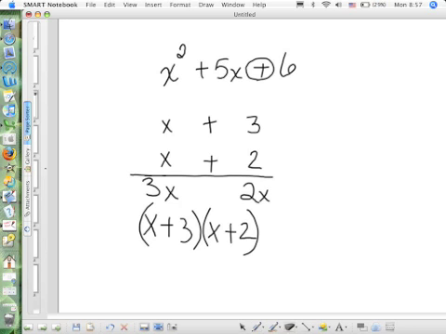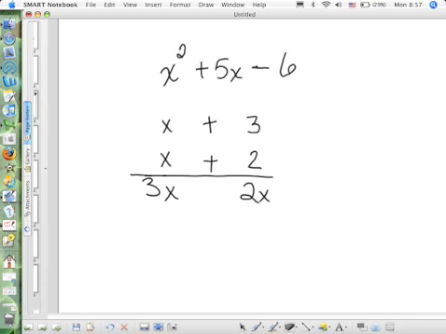Would that still be the answer if this was a minus sign instead? No. So it is very important that you know how you're getting that middle term. Are you adding them or are you subtracting them to get that middle term? In this case, 3 and 2 are not the factors of 6 that I need to use because there's no way you can subtract 3 from 2 or 2 from 3 and get 5, is there? So what factors of 6 need to be used to factor this trinomial?